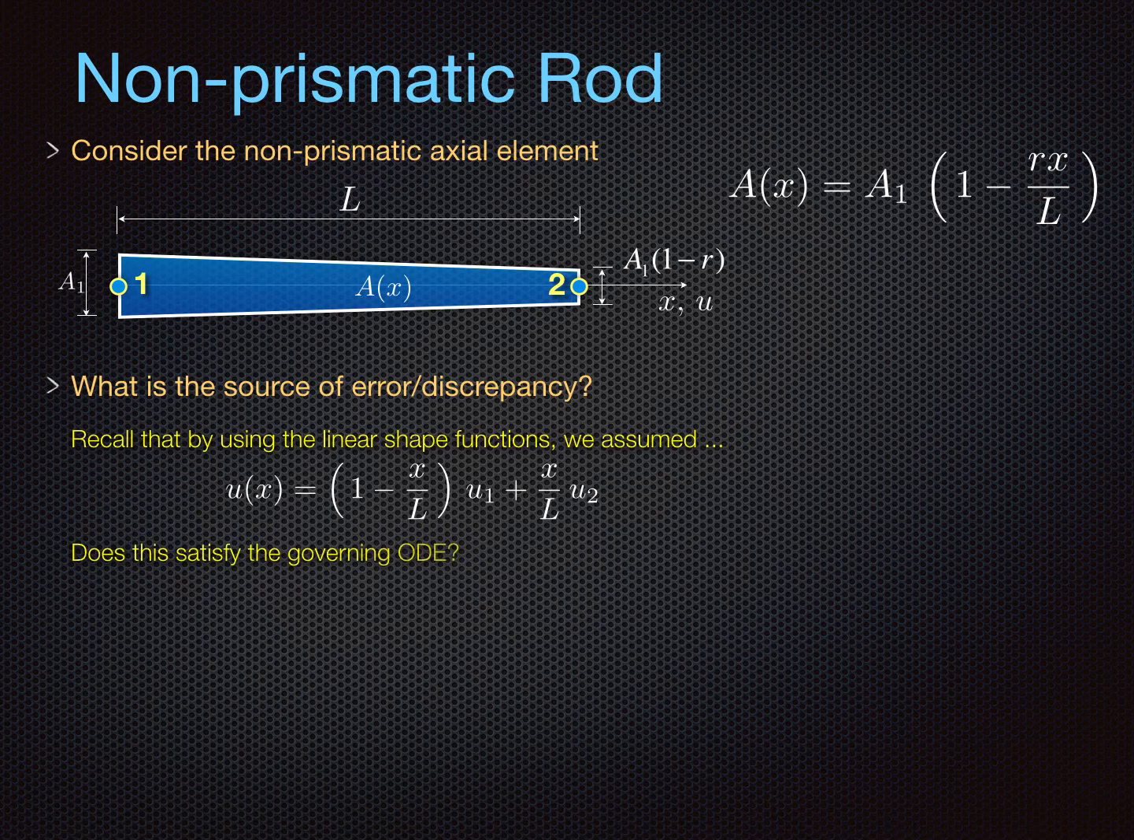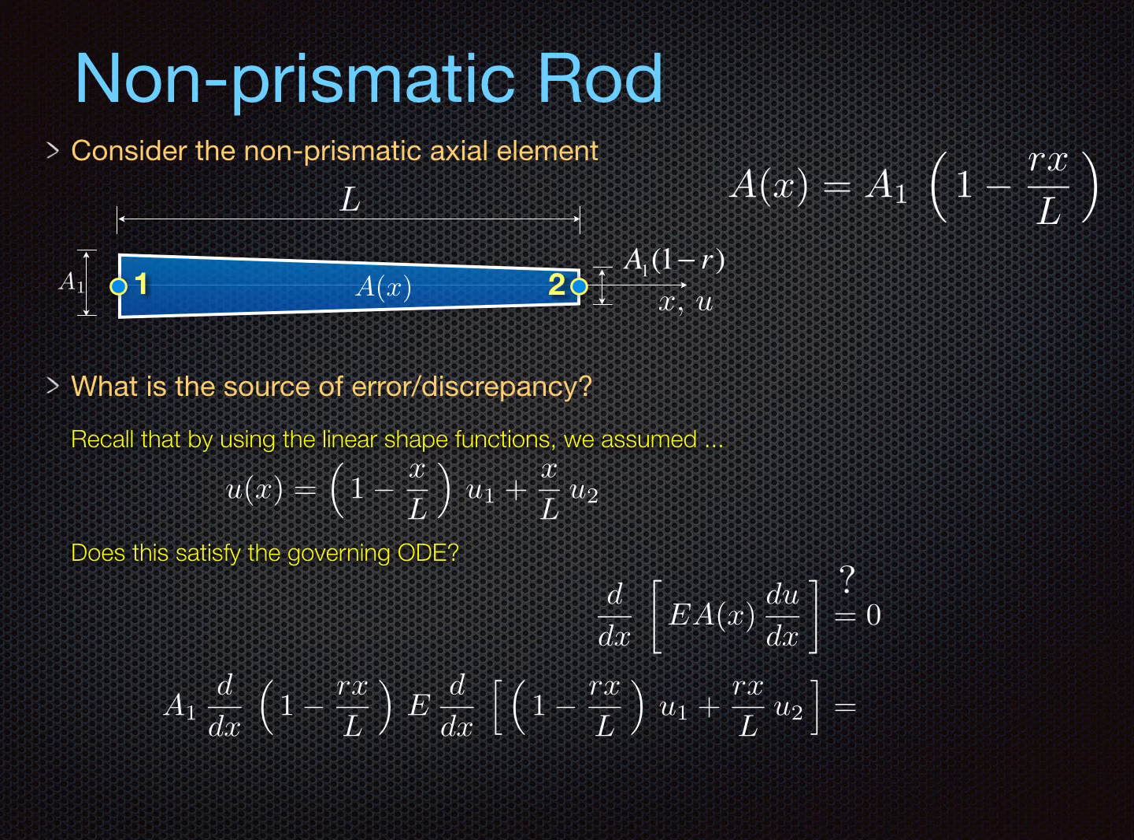Does this satisfy our ordinary differential equation? For this problem, it does not, as we obviously know, because if you plug this displacement field into the ODE that we have at hand and just carry out a little algebra, you'll end up with E times A sub 1 times R squared over L squared times U1 minus U2. Well, is this equal to 0 for all x's? Hardly.